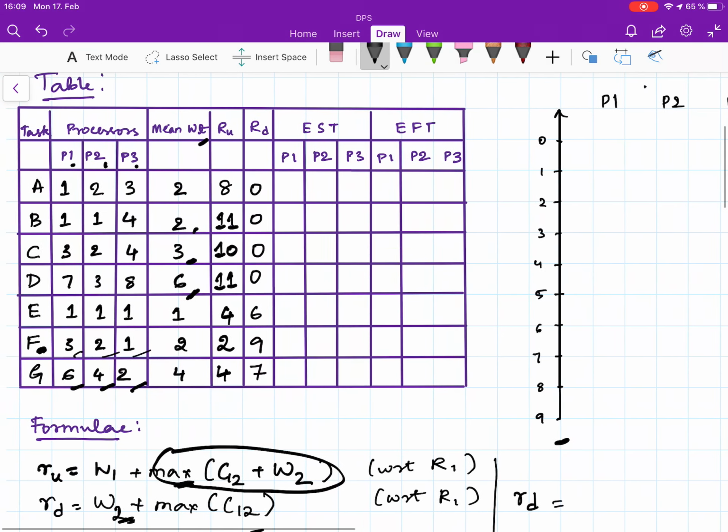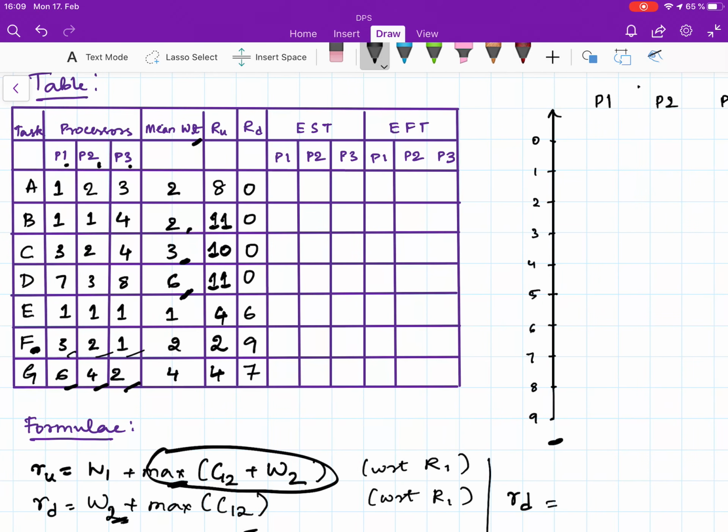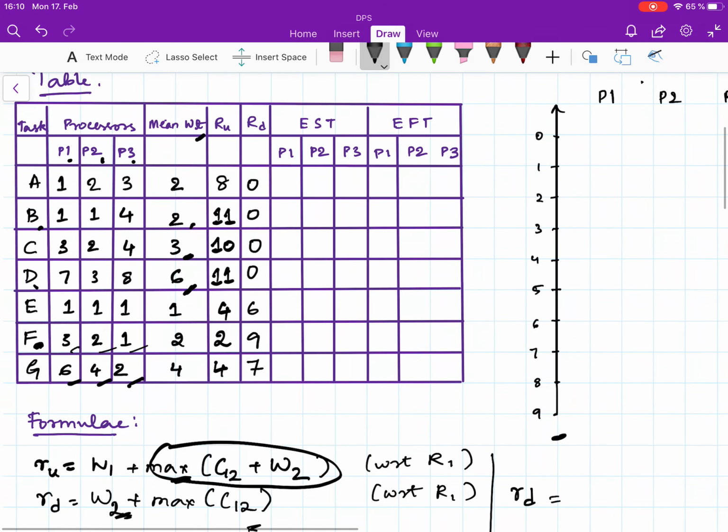Alright, how do you select which task needs to be scheduled first? So in HEFT, you go by RU, and you pick the maximum RU. So the maximum here is B or D because it's 11, which is the highest among all the other RU values. So you can start with either B or D, but in this case I'm taking B just because.